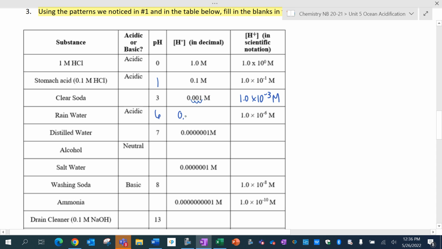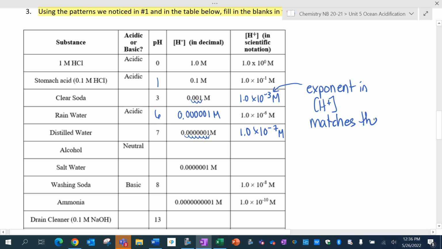If I write that in standard notation, it's 1, 2, 3, 4, 5, 6 molar. This one, the pH is 7. If I look at this, it's 1, 2, 3, 4, 5, 6, 7. It's 1 times 10 to the negative 7. So we should notice again that the exponent in the hydrogen ion concentration matches the pH. That's why it's nice to sometimes write out these numbers in scientific notation rather than just standard notation. It will allow us to see the pH a little bit easier, because that exponent in the concentration is what tells us the pH.